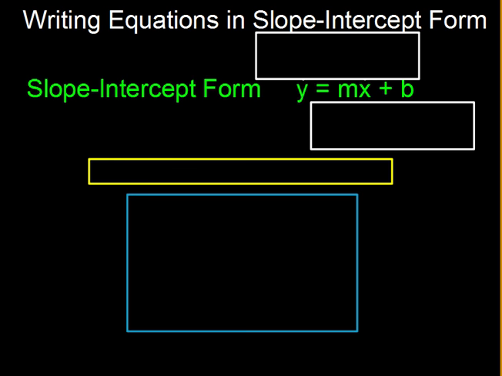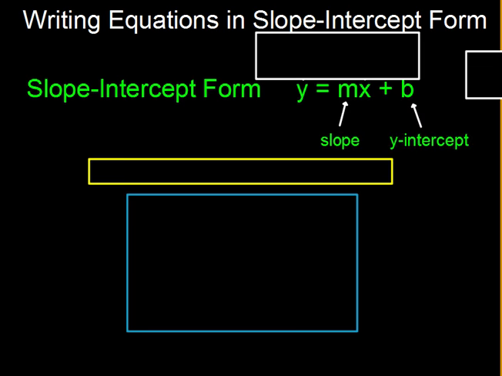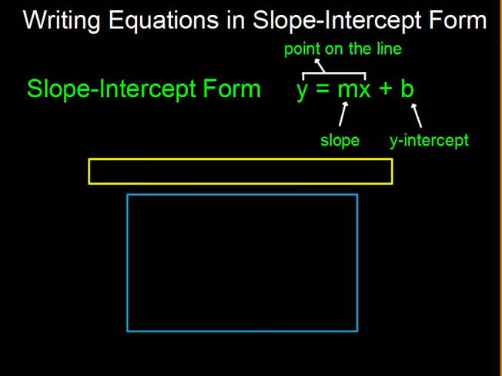Okay, so as a reminder, slope-intercept form is y equals mx plus b, and let's remember that the m and the b are the slope and the y-intercept, m being slope and b being y-intercept. And then that leaves the x and the y. The x and y make up a point that is on the line represented by that equation.